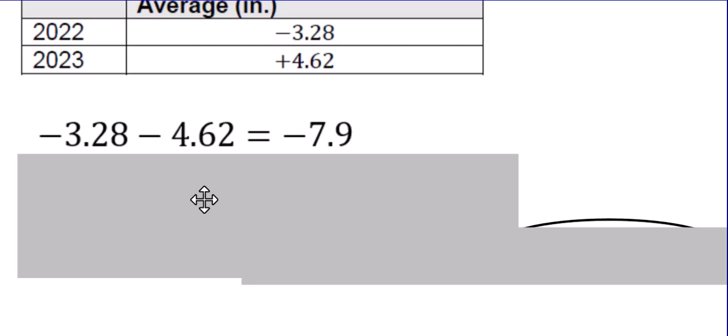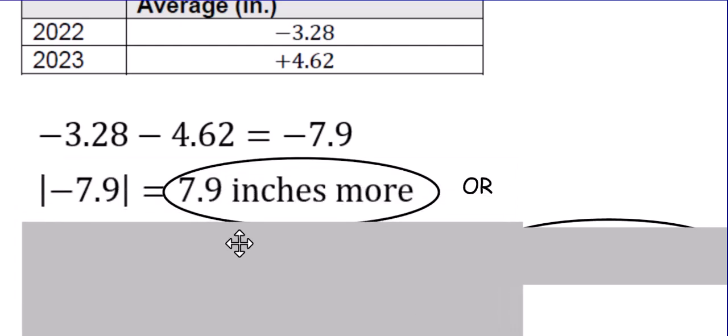Now, I do want to take the absolute value of that because I want that to be a positive difference. It's like a distance between those two values, those two decimals. So I will take the absolute value of that. And the absolute value makes it positive. You can see these bars that represent absolute value, which means that we had 7.9 inches more falling in 2023 than 2022. And this makes sense because we were 3.28 inches below average in 2022, almost 5 inches, 4.62 inches above average in 2023. So that's about a 7 to 8 inch difference, which we can see with the answer that we got.